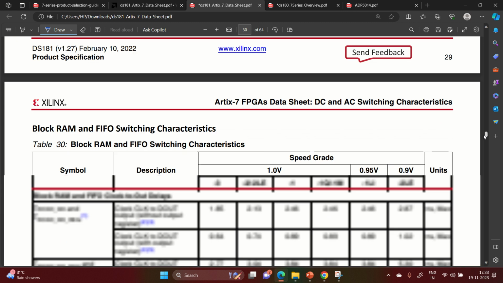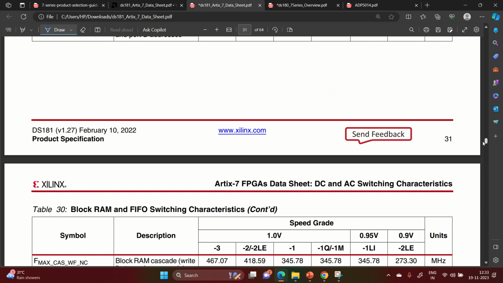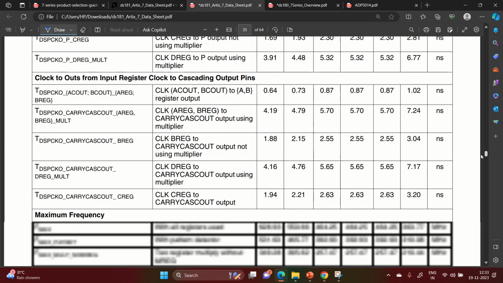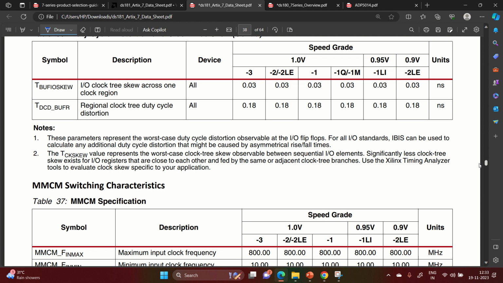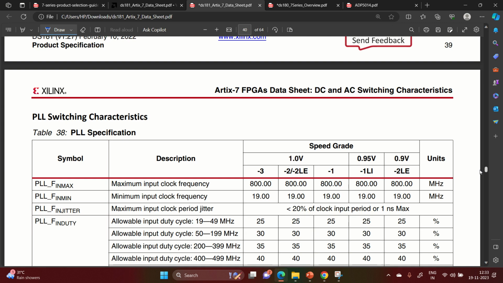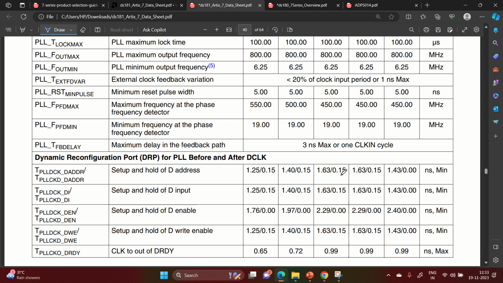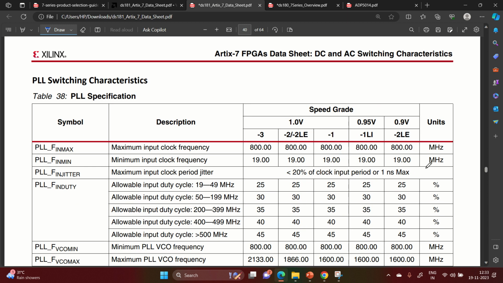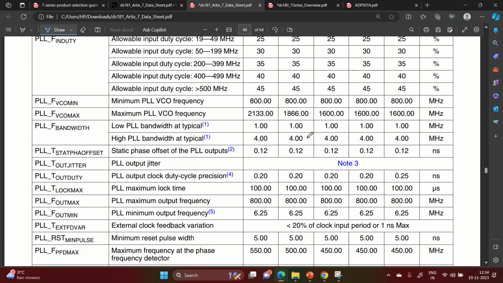So let me quickly move down. Coming down, you can see the PLL application specification and everything is given, like what should be our speed grade and what should be the maximum and minimum speeds. You can see PLL input maximum is 800 megahertz and input minimum is 19 megahertz. So your aim should be to keep your PLL frequency in between these two frequencies. Let's say we will be working around 100 megahertz, or 200 megahertz.